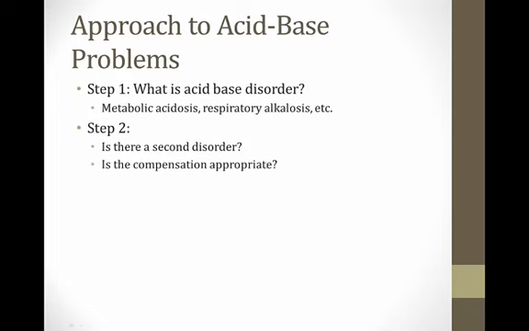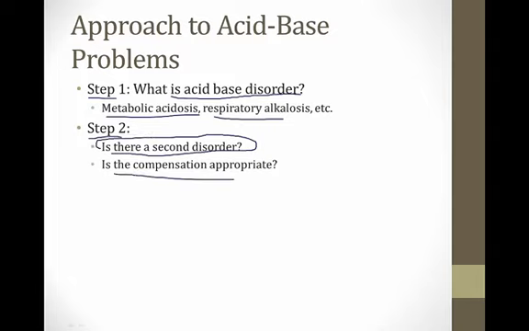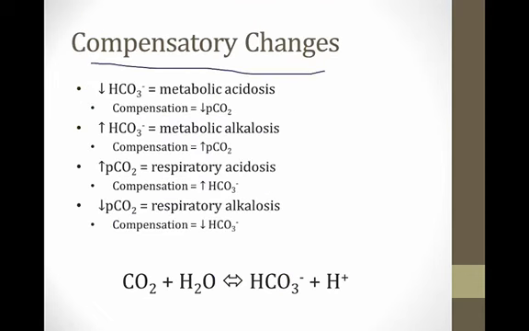So if you want to make it even simpler for yourself to approach acid-base problems, just think of it in two steps. Step one is to determine what the acid-base disorder is. Is it a metabolic acidosis, a respiratory alkalosis, etc.? And then step two is to check for a second disorder. And the way you check for a second disorder is to determine whether or not the compensation is appropriate. So let's talk about compensatory changes.